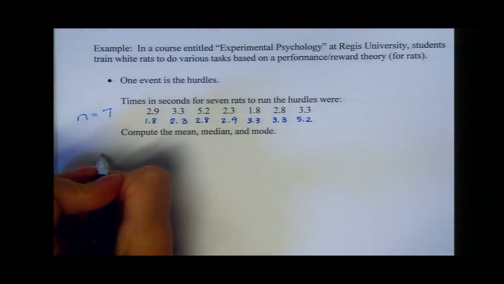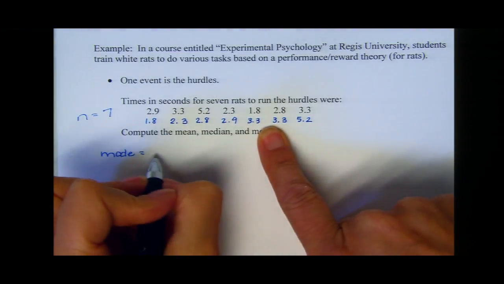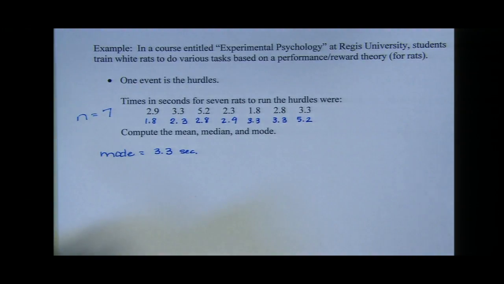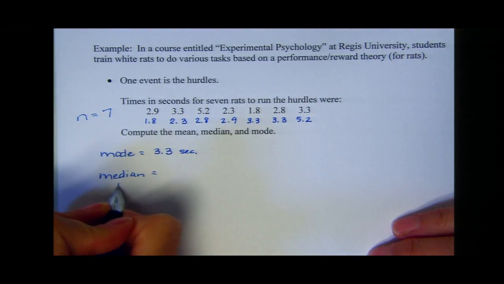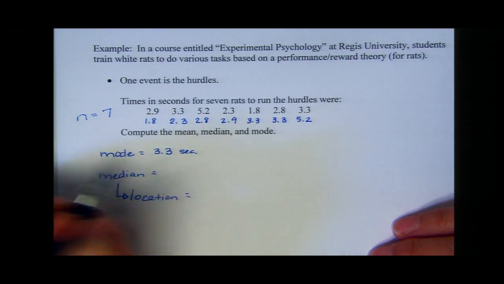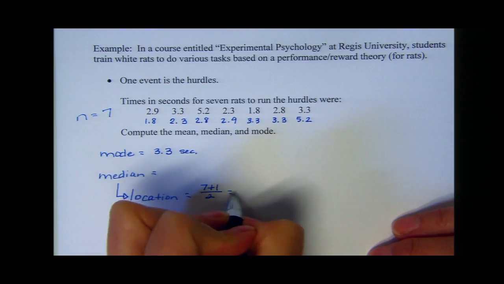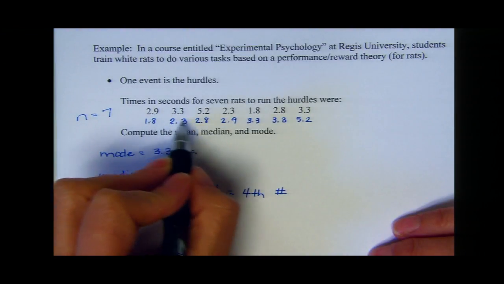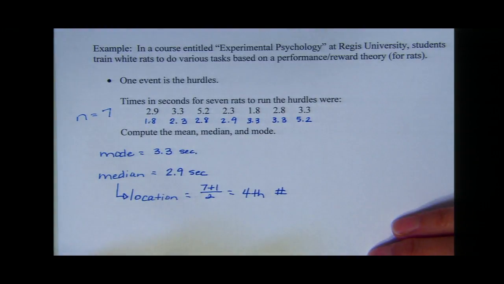All right, so we're going to calculate the mode. And I look up here, and it's very easy to see that 3.3 seconds is listed twice, so that would be my mode. The median, which will be the middle number, well, I'm first going to find its location, which is n plus 1 divided by 2. So 7 plus 1 divided by 2, which gives me 4, so I know it's the fourth number. 1, 2, 3, 4. So 2.9 seconds is my median.